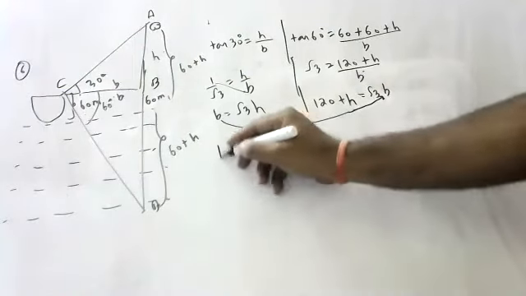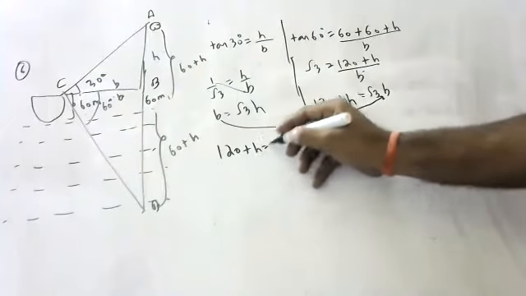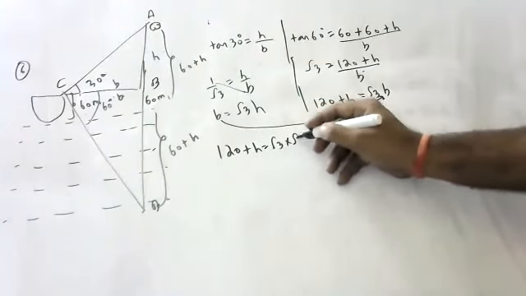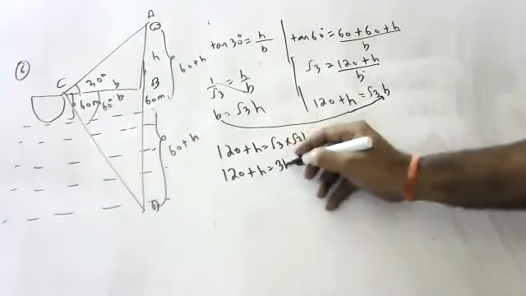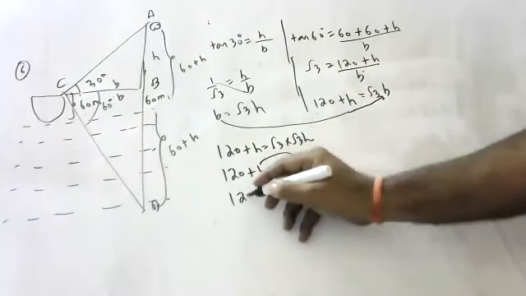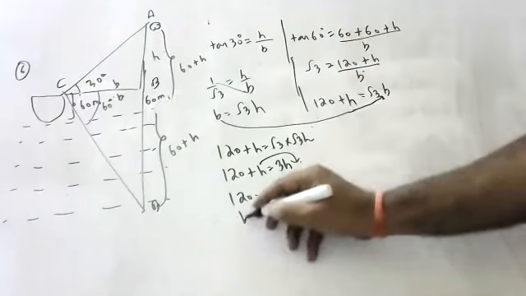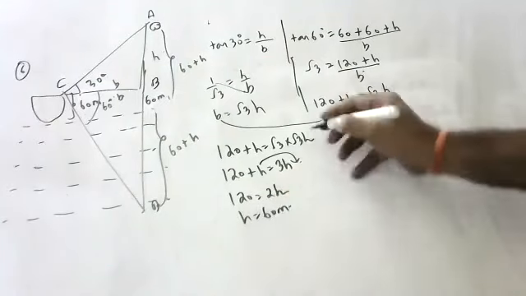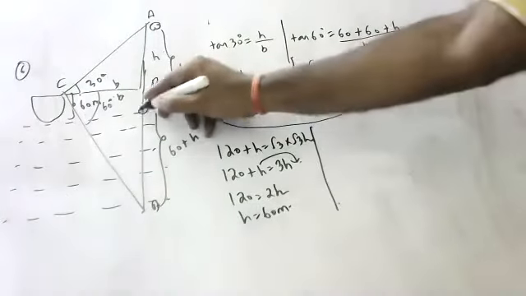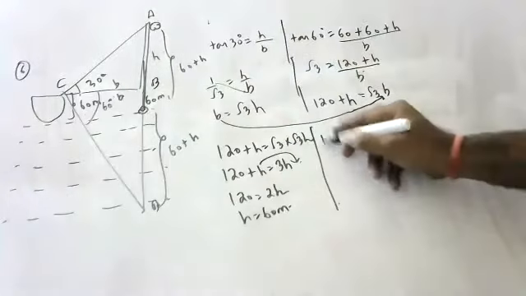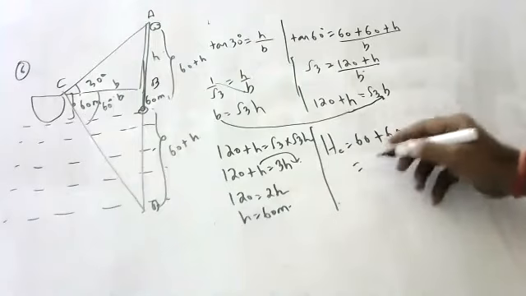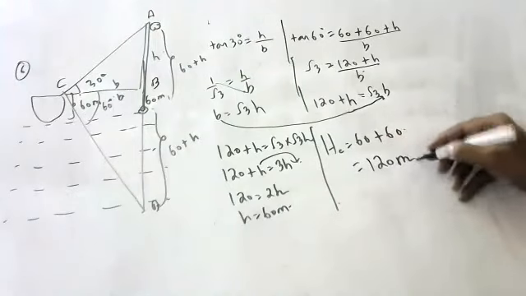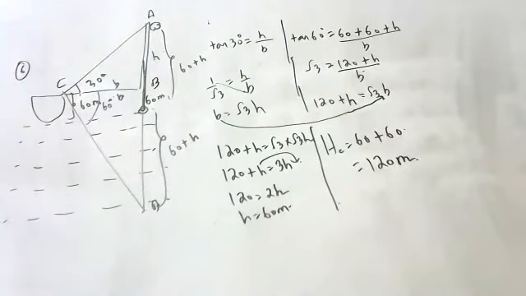Put here: 120 plus h equals root 3 into root 3 h, which is 3h. 120 equals 2h. h equals 60. But I want the height of the cloud from the ground. So 60 plus 60, sir. So it is 120. 120 meters above the ground.